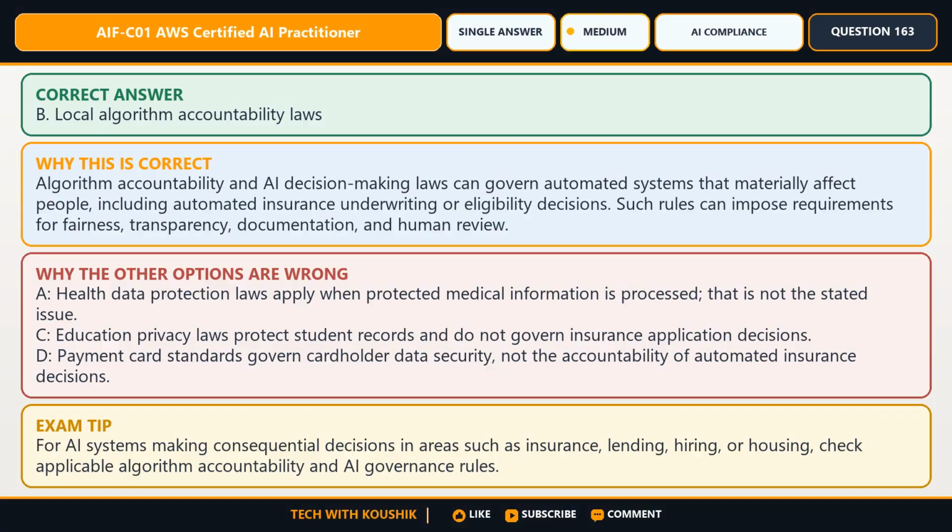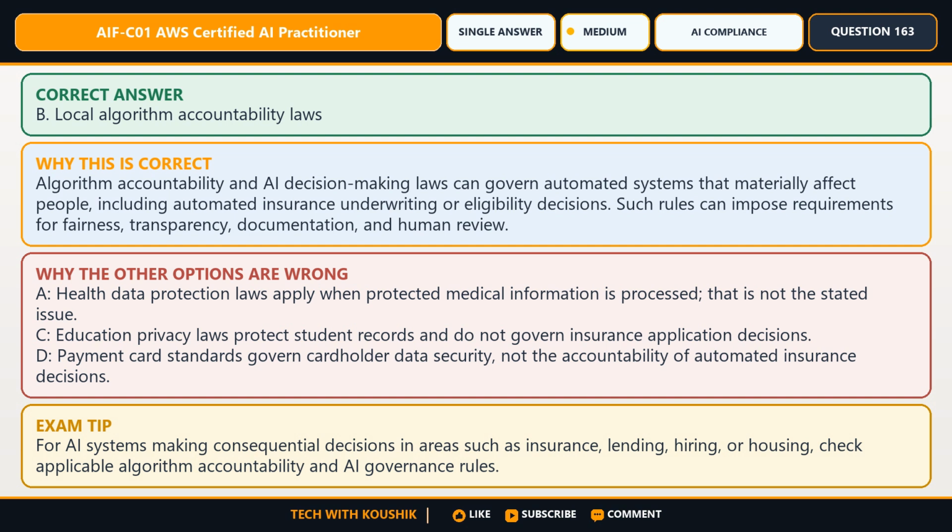The required response is B. Local algorithm accountability laws. This option satisfies the complete requirement because algorithm accountability and AI decision-making laws can govern automated systems that materially affect people, including automated insurance underwriting or eligibility decisions. Such rules can impose requirements for fairness, transparency, documentation, and human review.